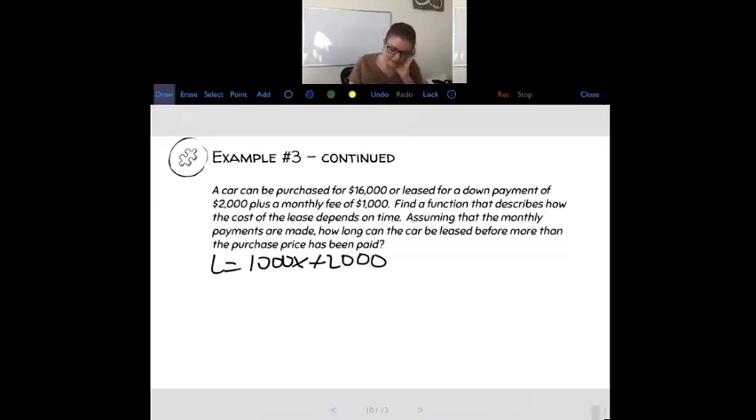Assuming that the monthly payments are made, how long can the car be leased before more than the purchase price has been paid? So what this is asking is, when does the lease price equal the purchase price? After how many months? So you could go through this similar to the last problem where you'd find x is 1, x is 2, x is 3, and so on and so forth, and see when you get to $16,000.